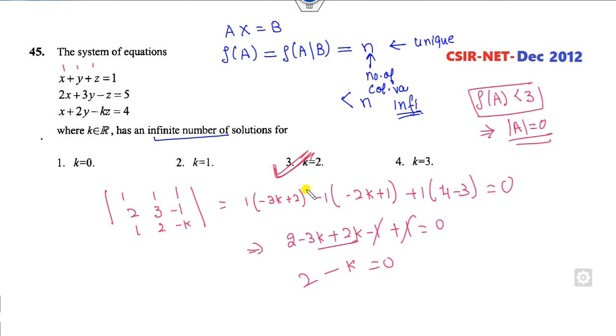Make sure, students, if you are using my shortcut tricks, you have to be very strong on your basics. You have to be very strong on your basics, then only such kind of shortcut tricks will be applicable to you. So you must read all your mathematics subjects very strongly, very deeply.